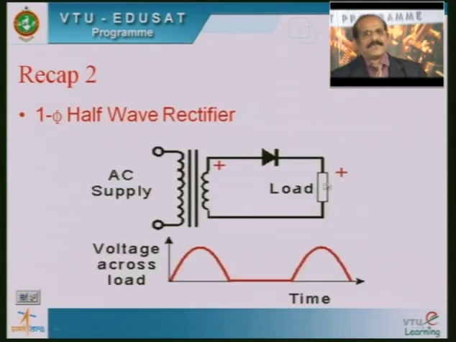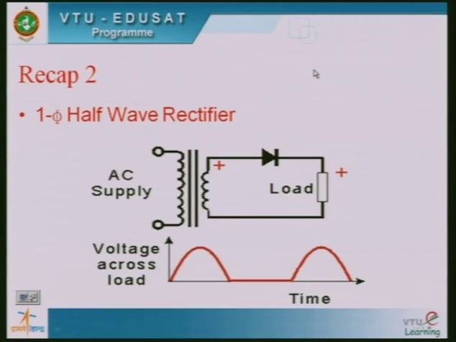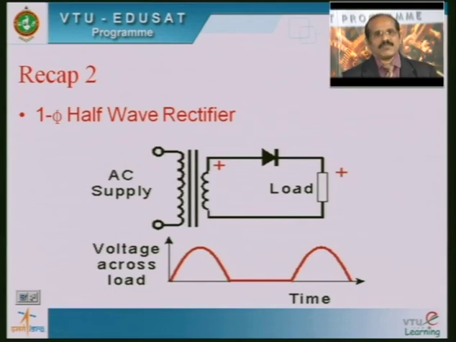And also we have seen in the last class about a single phase half wave rectifier, which is also called a single phase half wave uncontrolled rectifier, because it makes use of a diode. This half wave rectifier converts AC signal into a DC signal, and it consists of a step down transformer, a diode and a load. So, friends, you can see that.